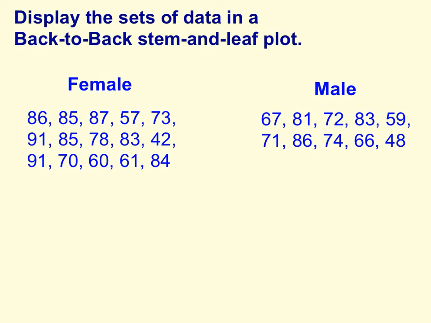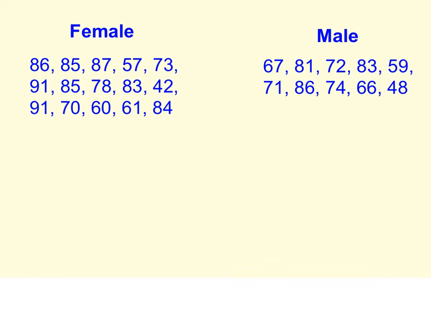In this video, we're going to do a back-to-back stem and leaf plot. What this allows you to do is compare two different sets of data together at the same time. So a back-to-back stem and leaf plot, let me scroll this up a little bit. For this example, we're comparing females to males. So let's say we'll put the females on the left side and the males over here on the right.